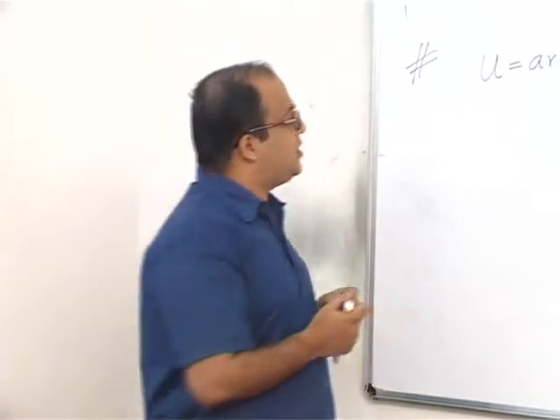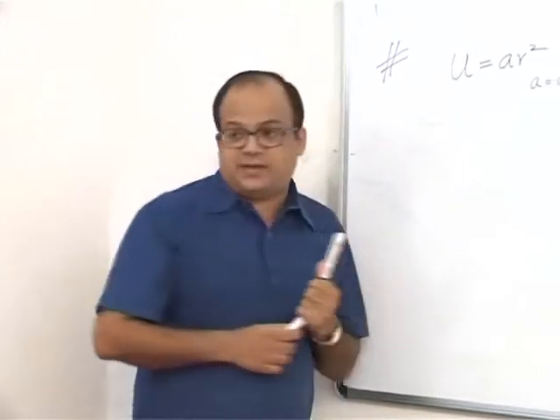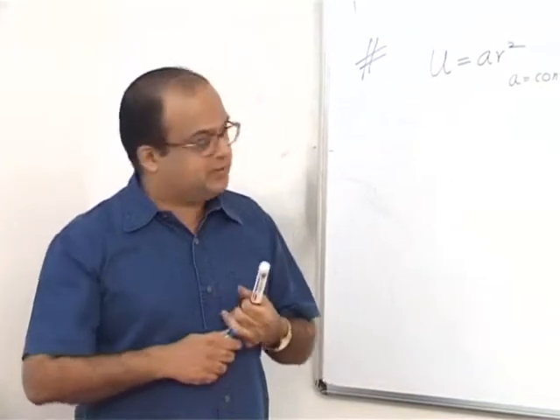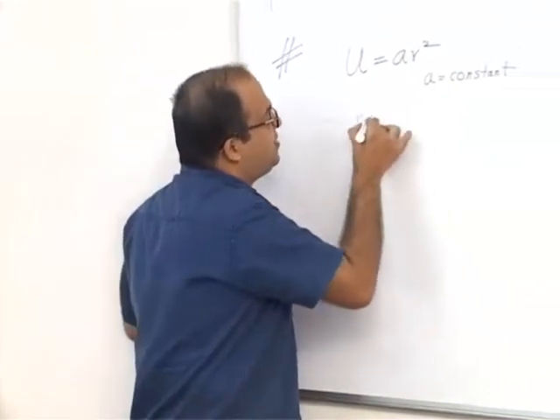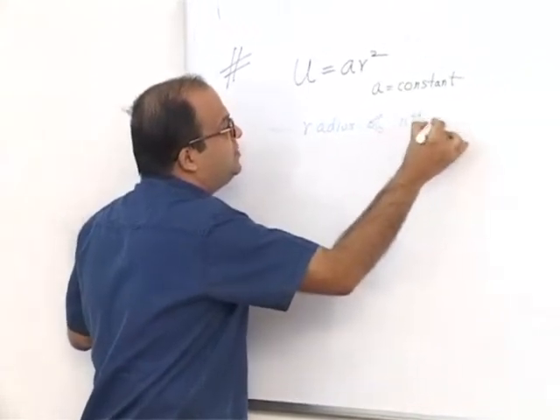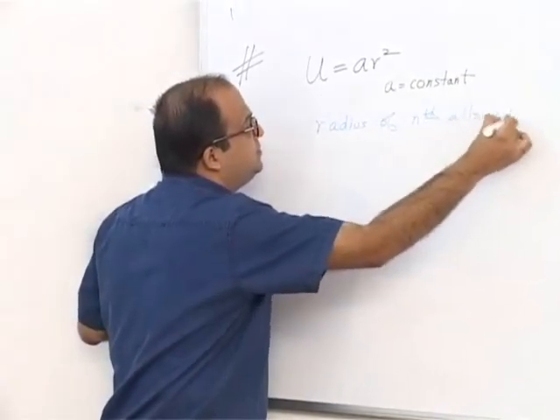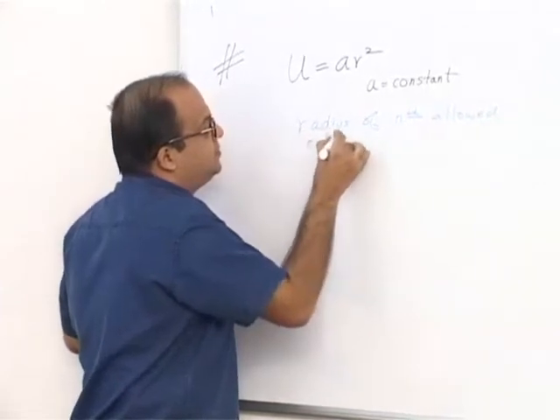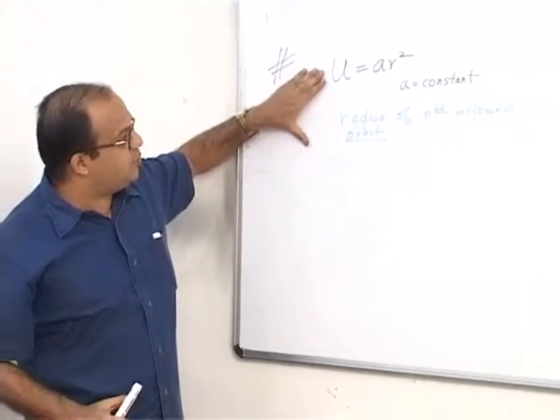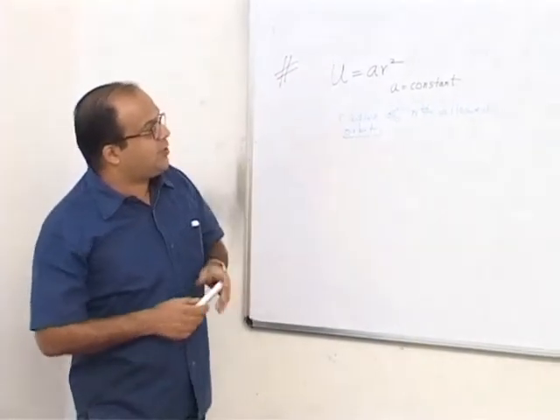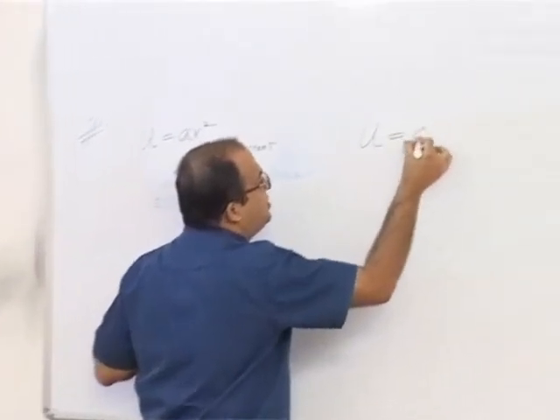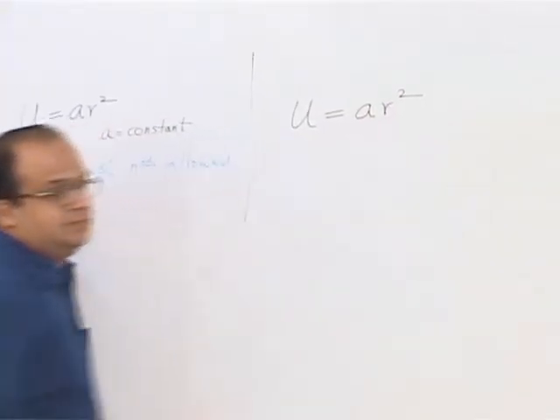Assuming Bohr's model of quantization of angular momentum is valid and the particle is moving in a circular orbit, we have to find the radius of the nth allowed orbit. So this problem basically tests our understanding of the Bohr model. First of all, potential energy is given as a function of R. U is equal to AR square.